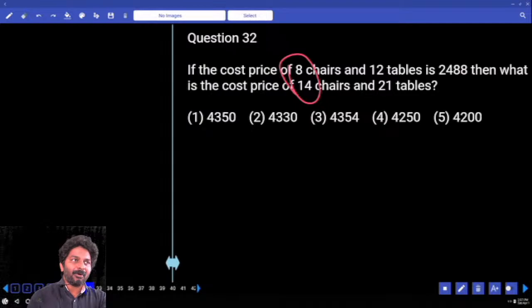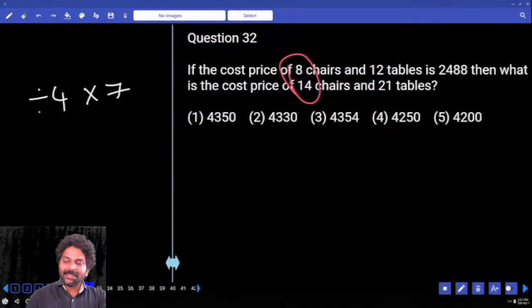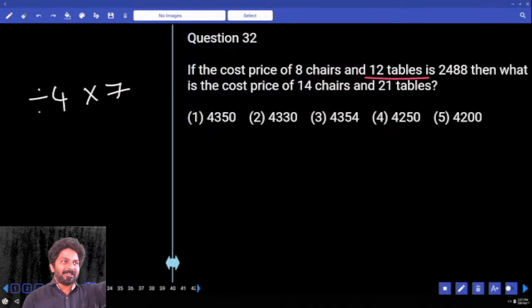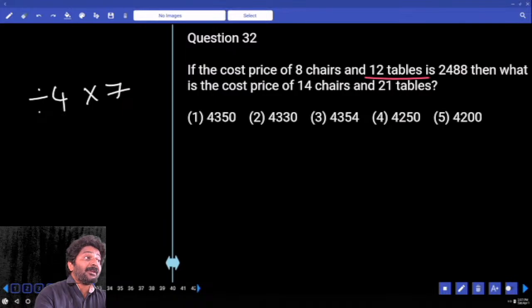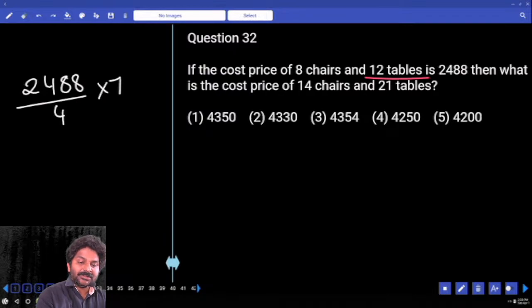8 divided by 4 will give you 2, into 7 will give you 14. Apply the same even for the tables: 12 divided by 4 is 3, into 7, 21. Even for our answer the same thing follows: divided by 4 into 7. Our initial price was 2488 divided by 4 into 7.